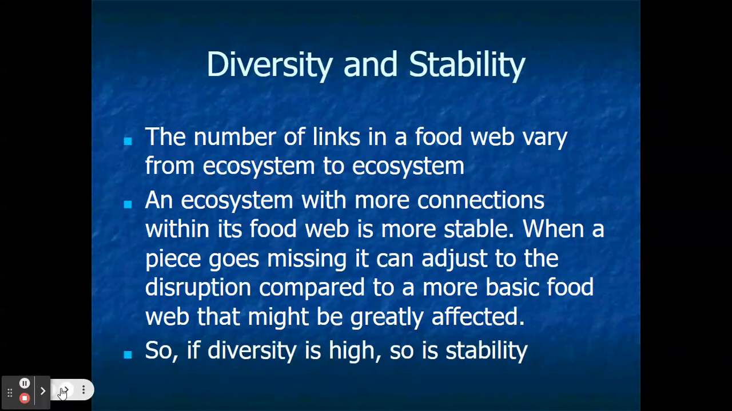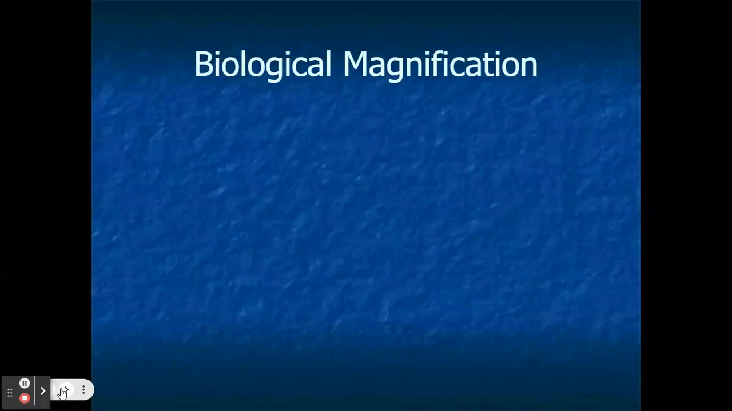So rule of thumb, if I have a lot of variety, a high diversity, I have a high stability. Now, this means that if I have a low diversity, such as in a desert, I have lower stability. In that desert, if I take away that snake, I can completely and utterly ruin that environment.